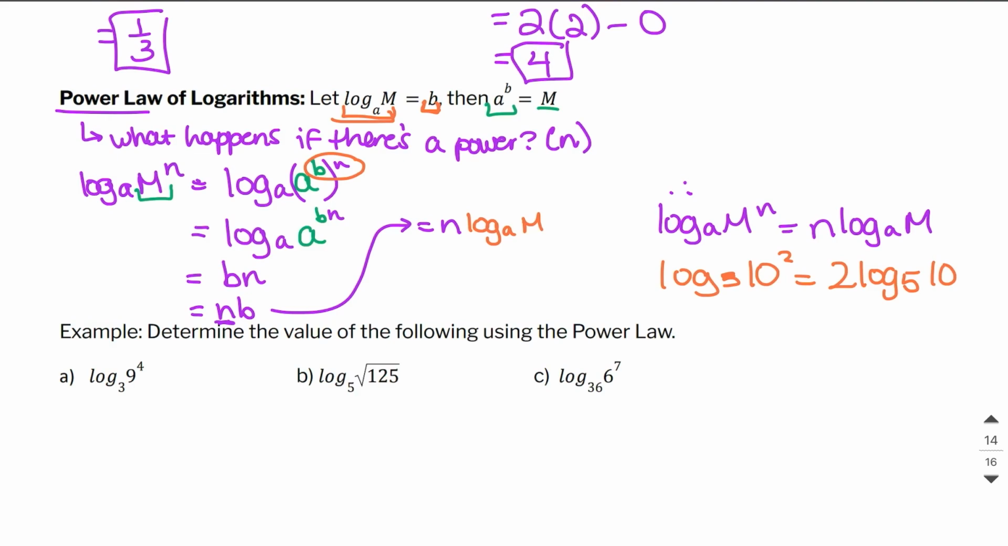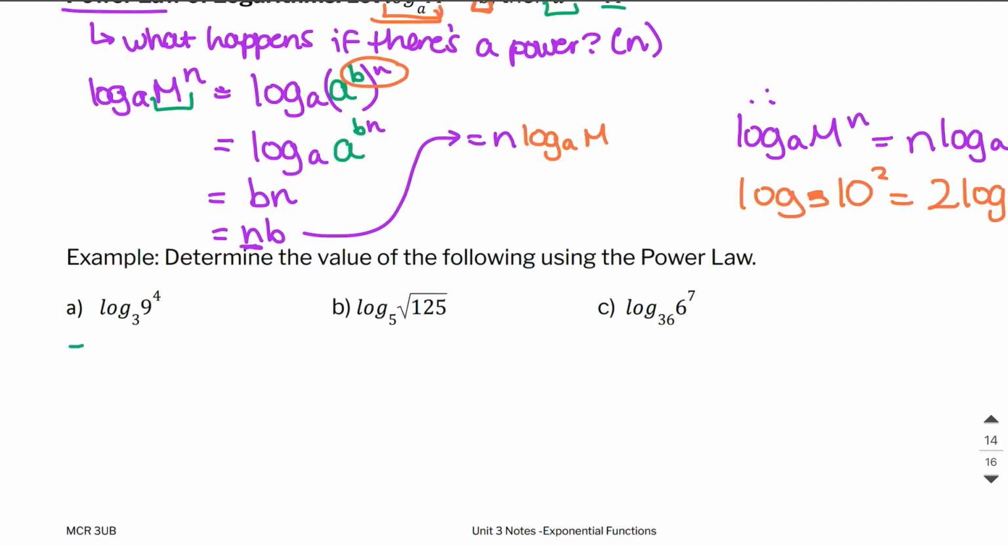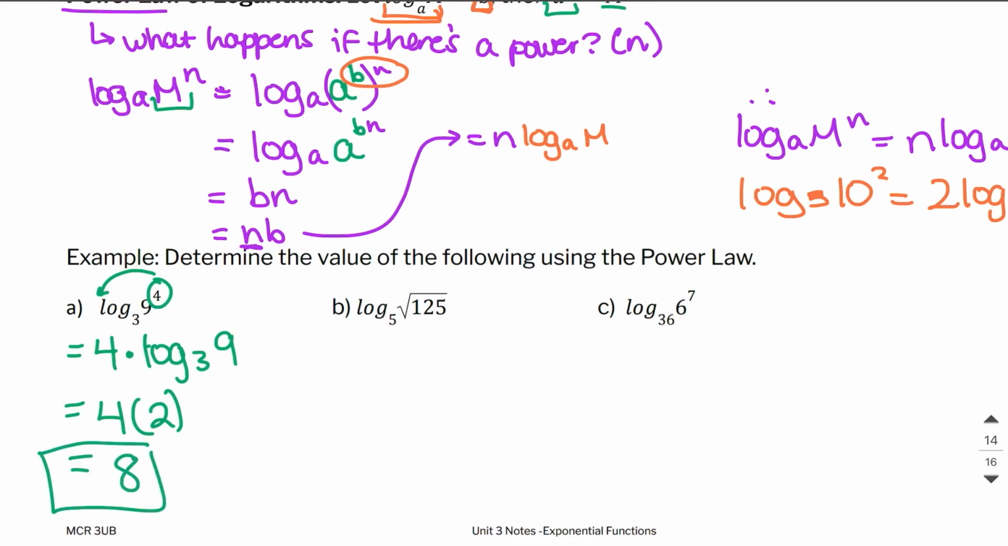Let's try a couple examples. For this example, we can say that this exponent can come out in front. So this would be 4 times log base 3 of 9. Now log base 3 of 9 is 2, because 3 to the power of 2 is 9. So then this would have to be 8.